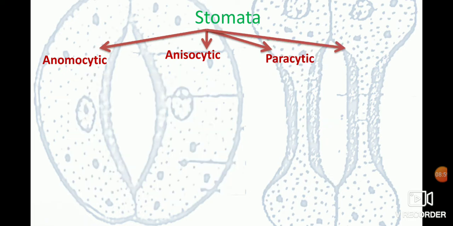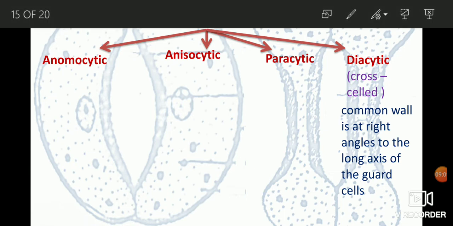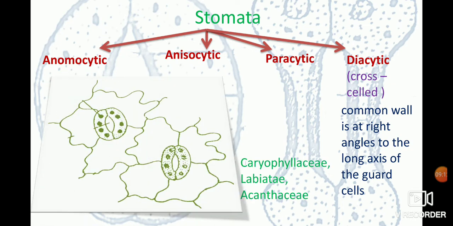The fourth type are the diacytic stomata. In this type, the stoma is surrounded by a pair of subsidiary cells whose common wall is diagonal or at right angles to the long axis of the guard cells. So here the common walls of the subsidiary cells are at right angles to the long axis of the guard cells. This type of stomata is found in Caryophyllaceae, Labiatae and Acanthaceae.